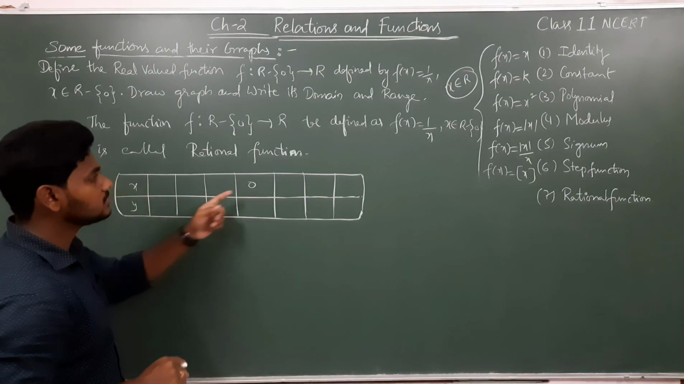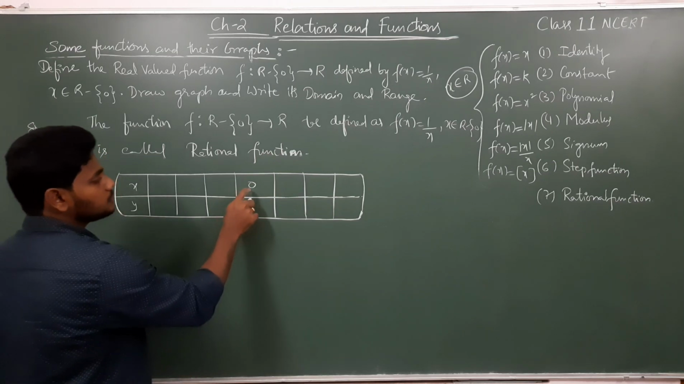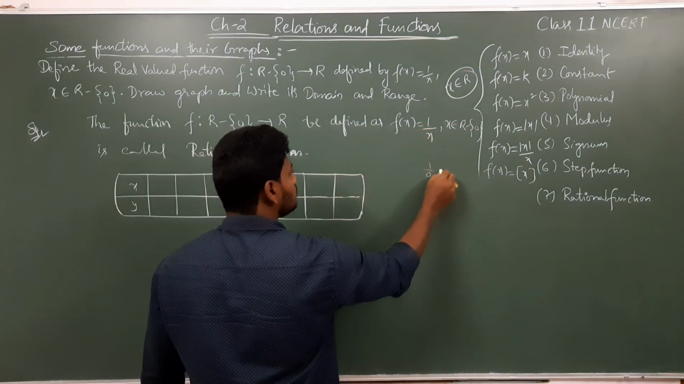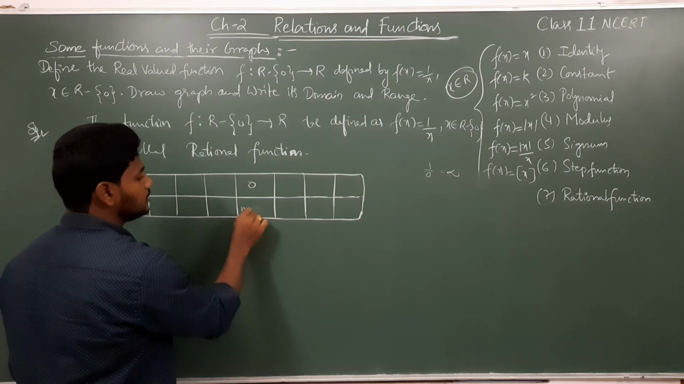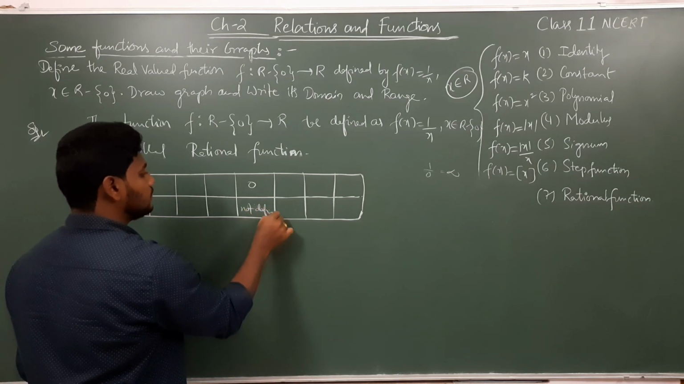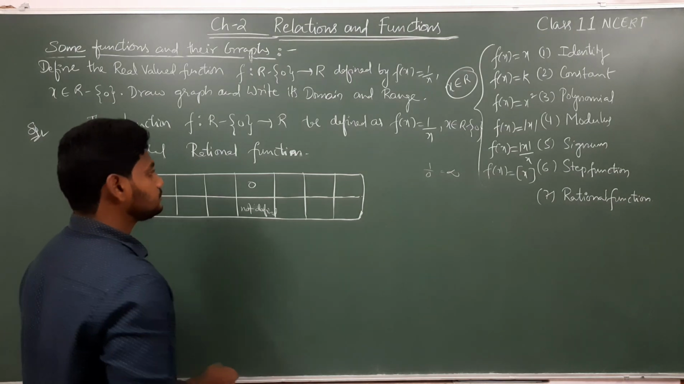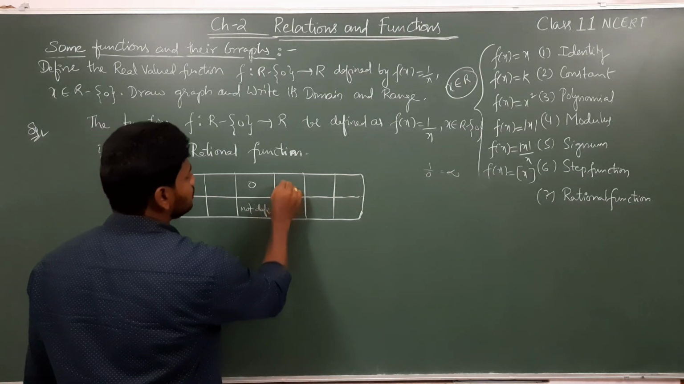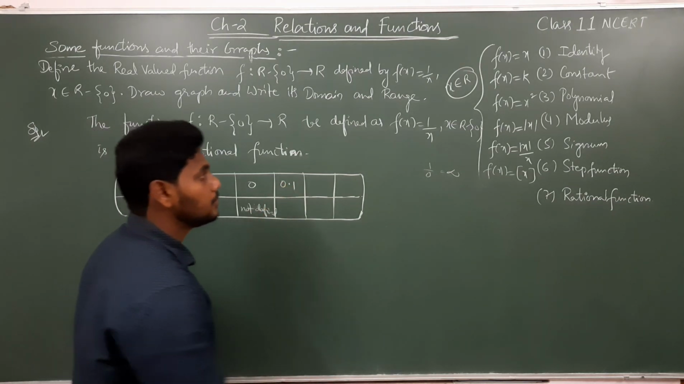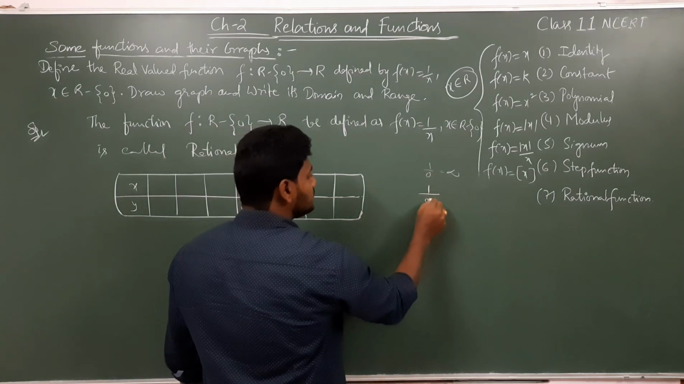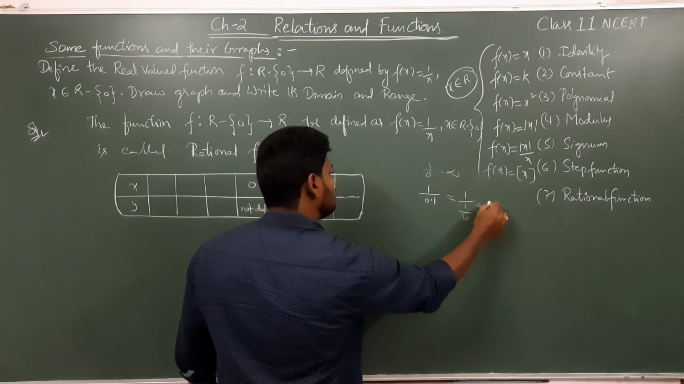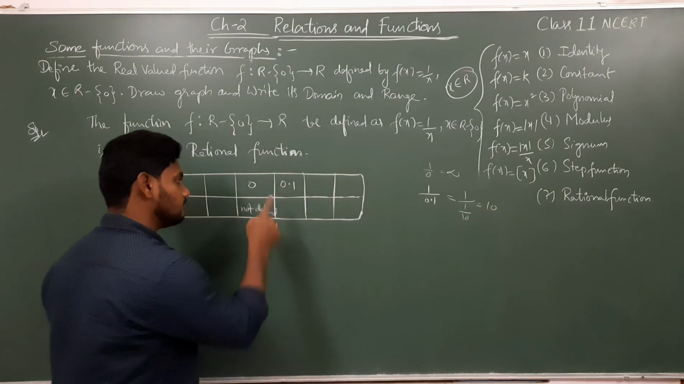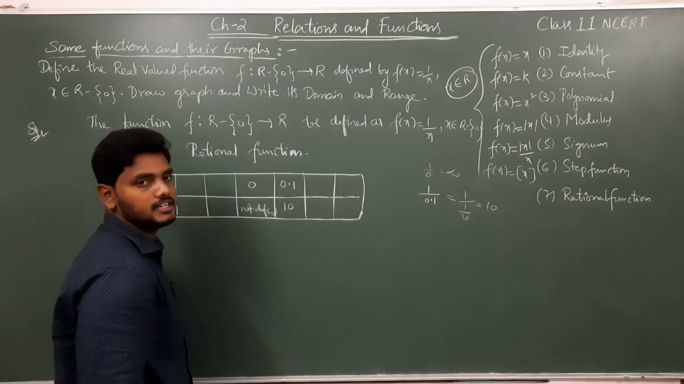On the upper row the values belong to x. If I substitute 0, 1 by 0 is undefined. Not defined. So for 0 there will be no value. If I take 0.1, 1 by 0.1 we can write as 1 by 1 by 10, which is equal to 10, right? 0.1 means the value is 10.